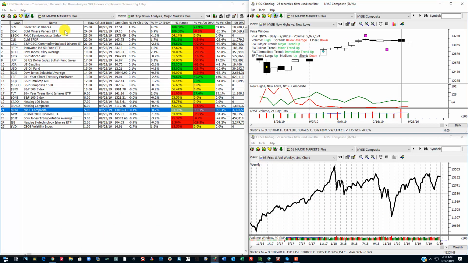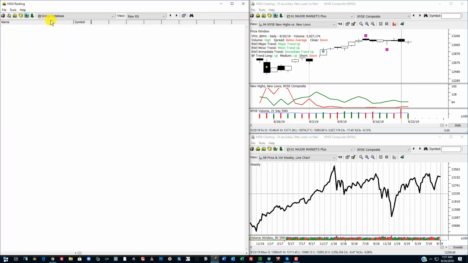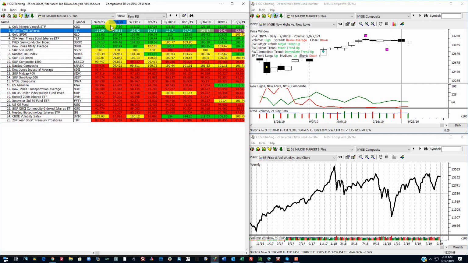I'm going to minimize this, and so where is the strength in this market? Well, there's several ways you can do this. I'm going to click on the ranking module in HGSI, and this is comparative relative strength of the SPX. This is 26 weeks. That's a pretty long period. That's half a year, but you can see over this time frame that gold miners, silver trust iShares, gold spiders, and the bonds have been strong.